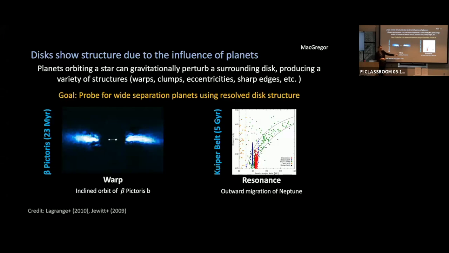This is Beta Pictoris, which is one of the few debris disks where we've actually detected an exoplanet in the disk. Beta Pictoris is an interesting case because it actually has a warp in the inner part of the disk.